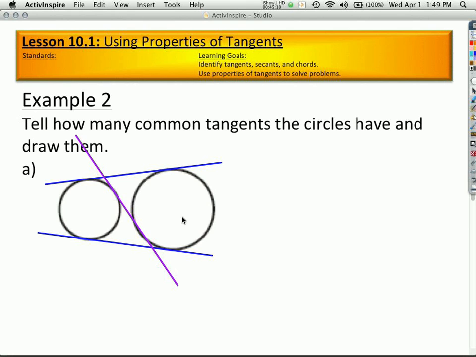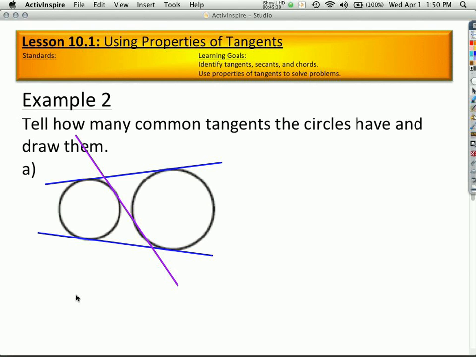It's called a common internal tangent because it passes through the segment that would connect the centers of these 2 circles. If I drew this line right here, it passes through the center, whereas these do not. Okay? And then there's another one going straight through this way. So there are a total of 4 common tangents.